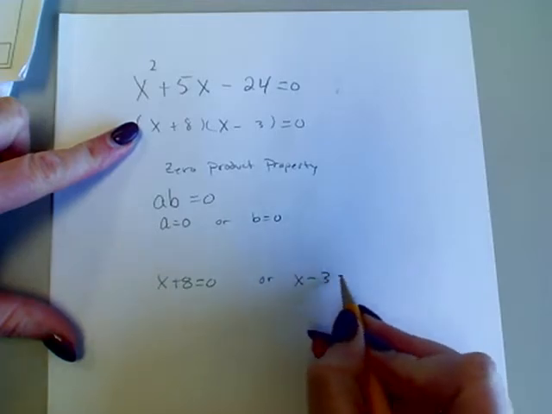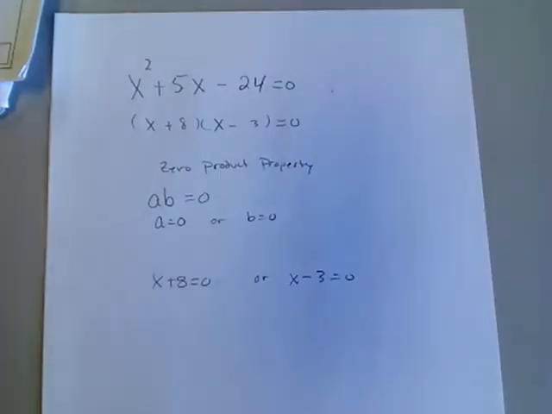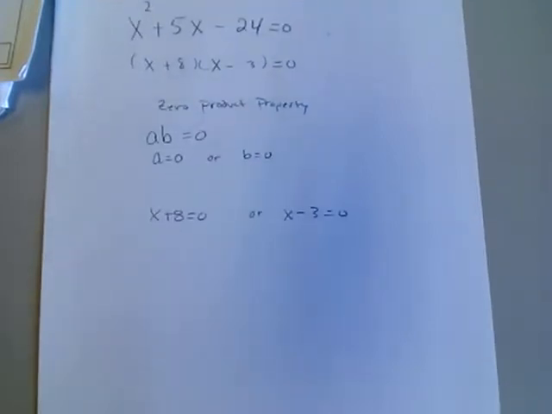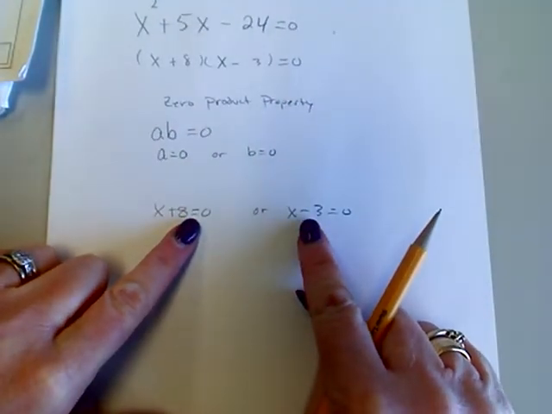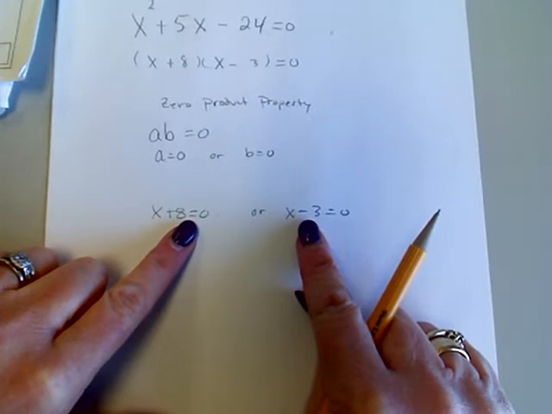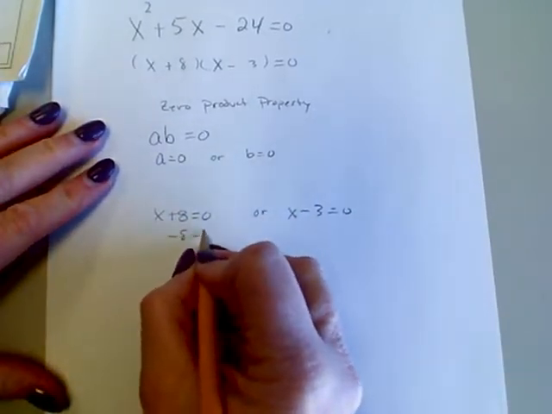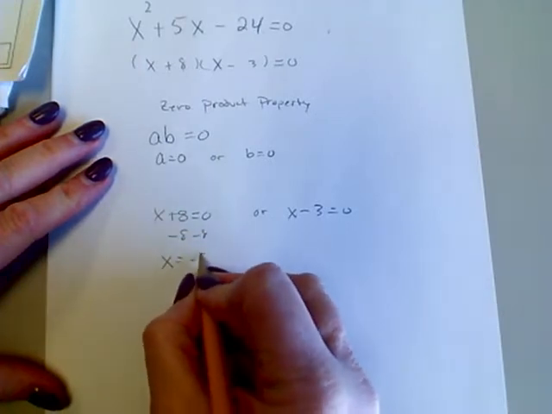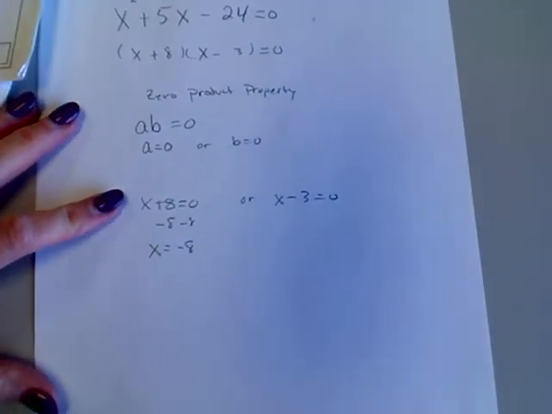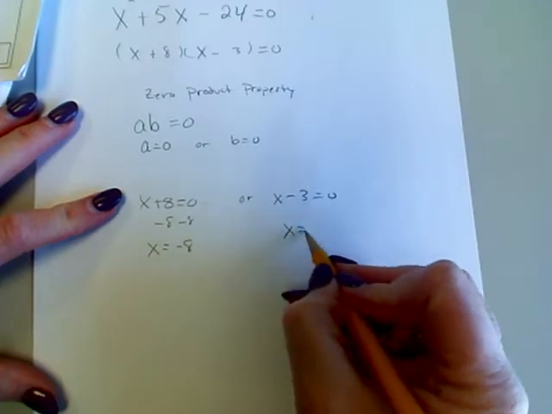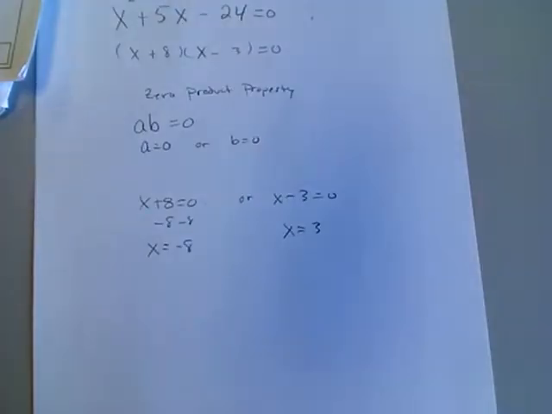So if x plus 8 times x minus 3 equals 0, it means either x plus 8 equals 0 or x minus 3 equals 0. So what it means is set each one of the sets of parentheses equal to 0, like I just did here, and solve each one separately. These are one-step equations. So I'm going to subtract 8 from both sides. So in 1, I've got x equals -8. That's one answer. Or x equals 3 is my second answer. And that's how you solve.